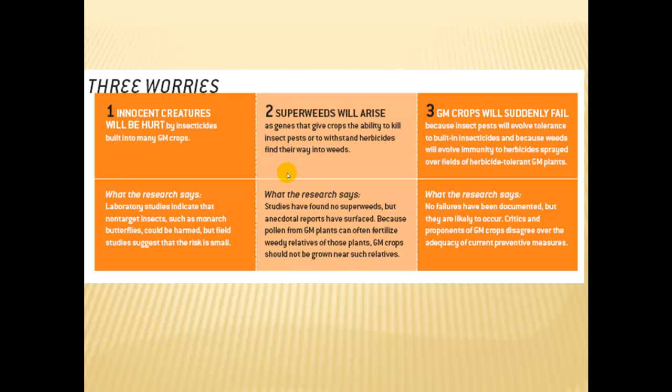And finally, GM crops are going to fail because of some big epidemic, and we're not going to be able to keep up with changing. These are all issues, and this is all speculation, and some data exists to support it. But the fact of the matter is that transgenic crops are within our system, and they're very likely not going to go away.